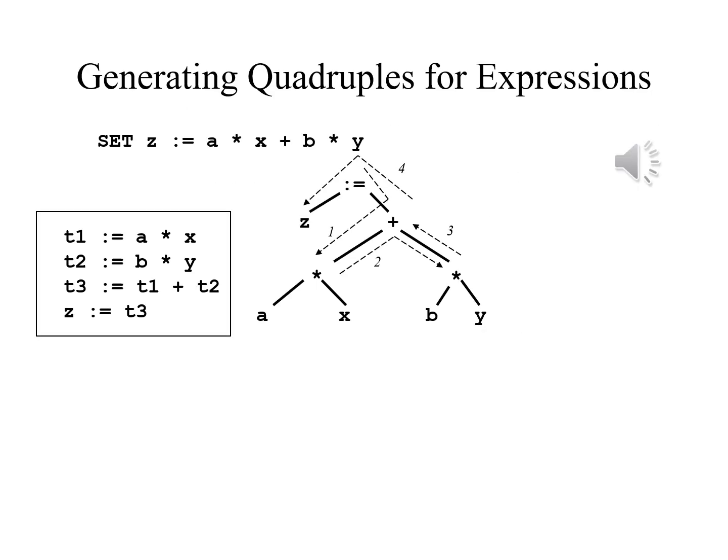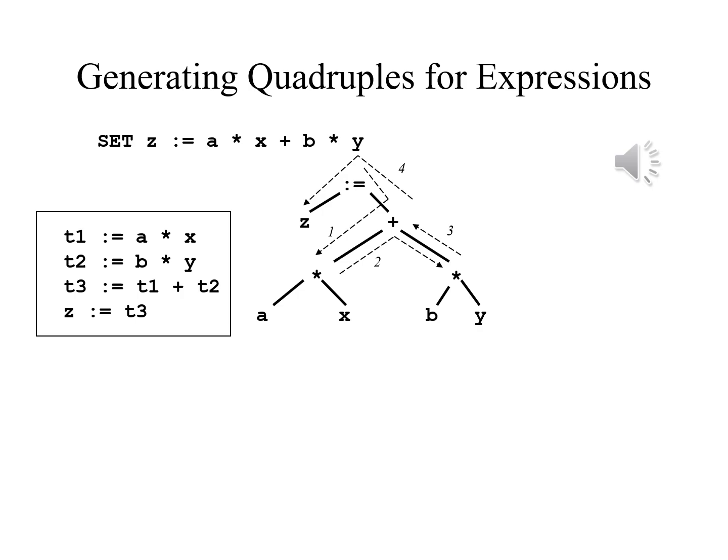We'll start by looking at how we generate quadruples for an assignment statement. In this particular case, we have set z equal to a times x plus b times y. What we will do in this instance is that we will go to the right subtree of the assignment operator, and we will go through this in a post-order traversal.